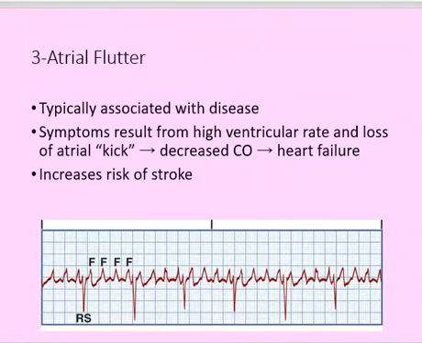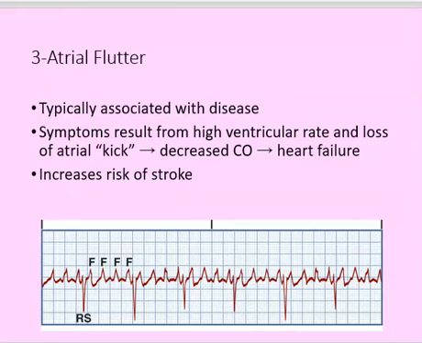Okay, now we're on to atrial flutter. This is typically associated with disease. You have way too many P waves, and they have a different look. They're peaked. They call this a sawtooth pattern. What happens with this is these people lose their atrial kick, which is 10% of the cardiac output. So they can be symptomatic with this. It can harm them. This also increases the risk of stroke.